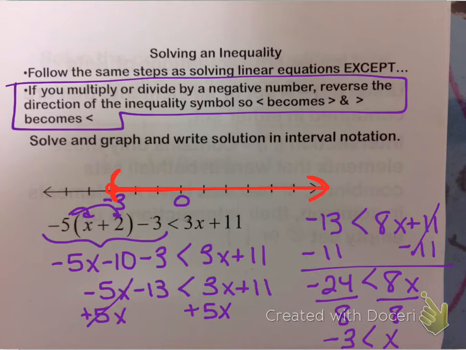Okay? So in interval notation, this goes from negative 3, but it doesn't include it. This is what we call negative 3 non-inclusive, all the way to infinity.